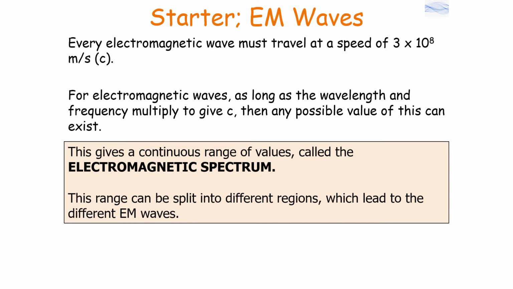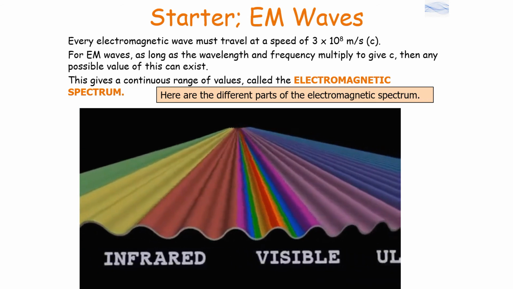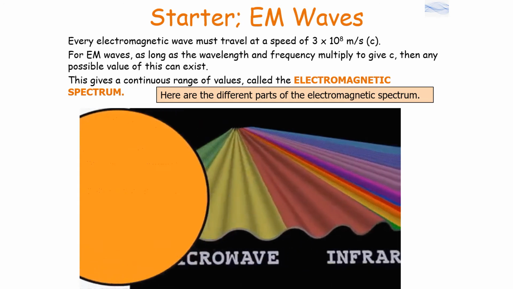So because every electromagnetic wave must travel at 3 times 10 to the 8 meters per second in a vacuum, as long as the wavelength and frequency multiply to give c, then any possible value can exist, giving us our continuous range of values called the electromagnetic spectrum. This range can be split into different regions which lead to the different electromagnetic waves, which is shown in this particular animation here. So you can see the different regions of our electromagnetic spectrum.